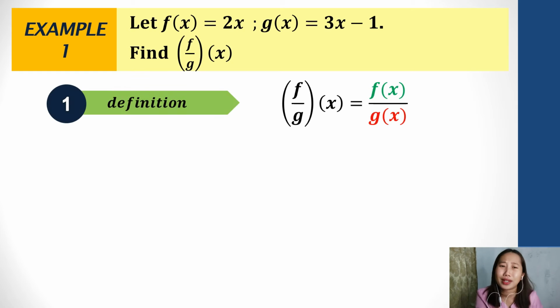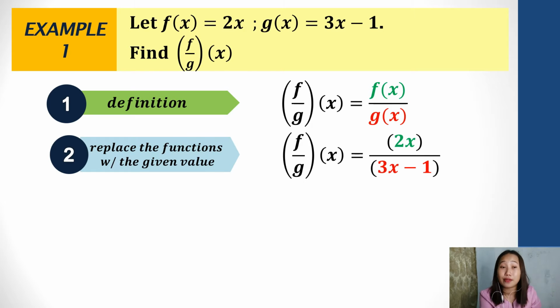Of course, don't forget to write the definition. Napakahalaga ng definition. Ayan, para hindi kayo malito, kinolor coding ko. Itong si f of x natin, yung nasa itaas ay green. Tsaka itong si g of x, itong nasa ibaba ay red. Okay? Next step is to replace the functions with the given value.